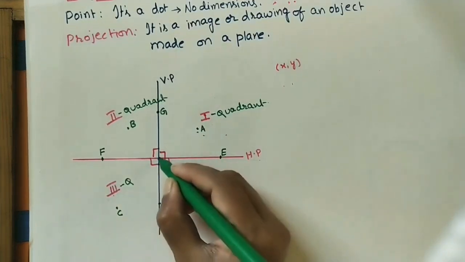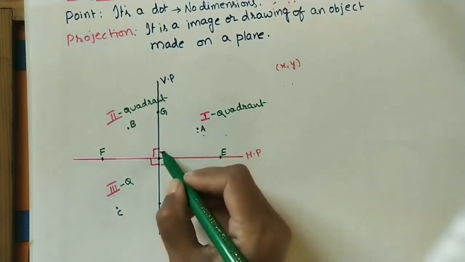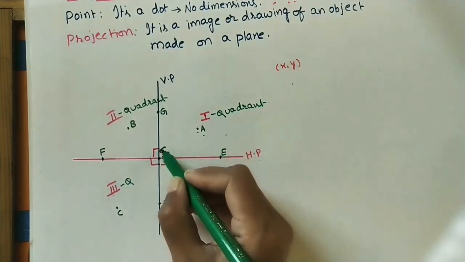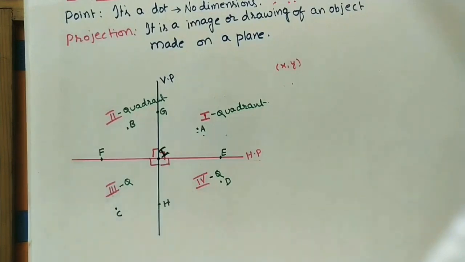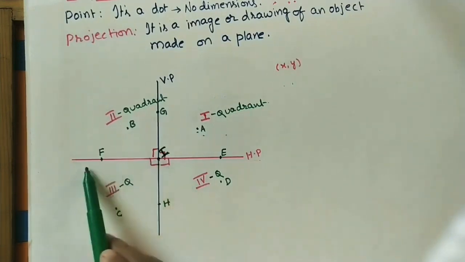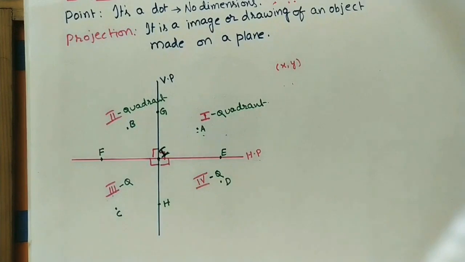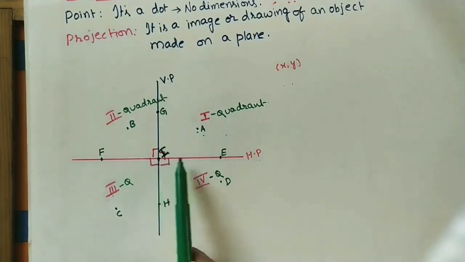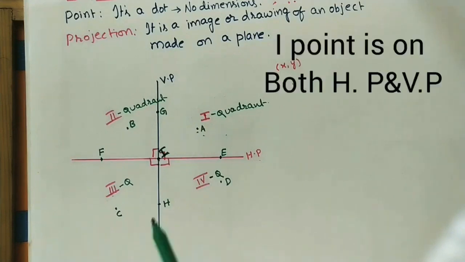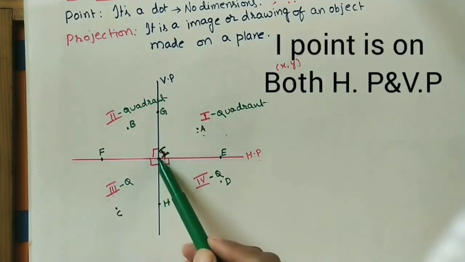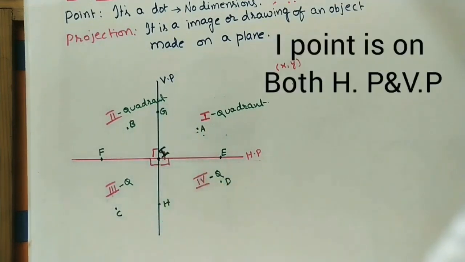I am taking one point here, point I. How to define point I, how to give the location of point I? I am taking the intersection of the horizontal plane and vertical plane. Point I is on the HP, point I is on the VP. So it is nothing but on the intersection point of the vertical plane and horizontal plane.